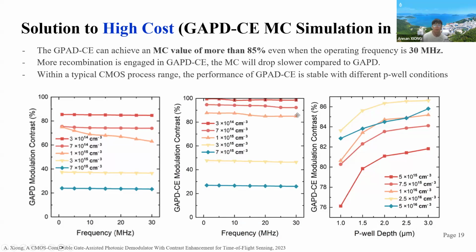In normal processes, we also simulate the influence of period conditions on the structure. We could see that in a normal CMOS process, the GPD-CE can maintain more than 80% of the MC with different period conditions.